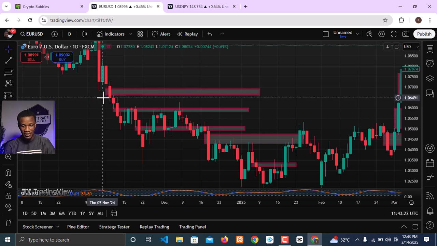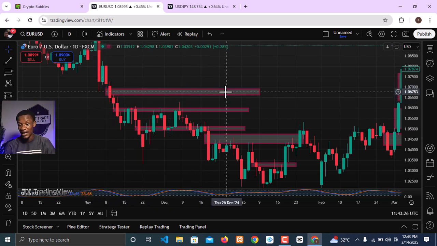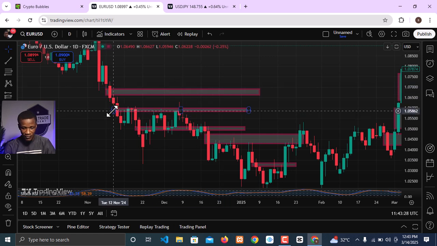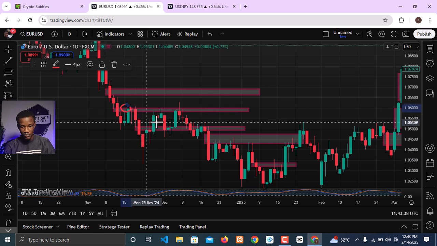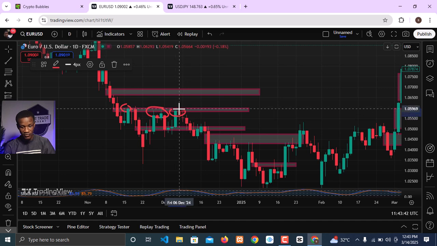The first one, this very fair value gap right here, has not been mitigated at all. But if you look at this very fair value gap right here, it was mitigated at this very area, which is very clear. With this very candle, it was mitigated. This one was mitigated as well. We have a mitigation right here and a mitigation right at this very point.